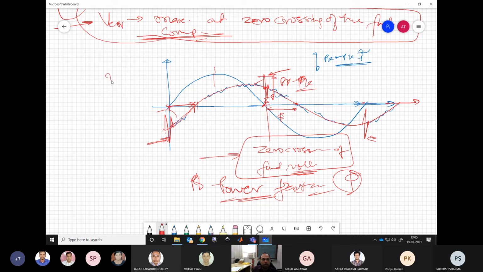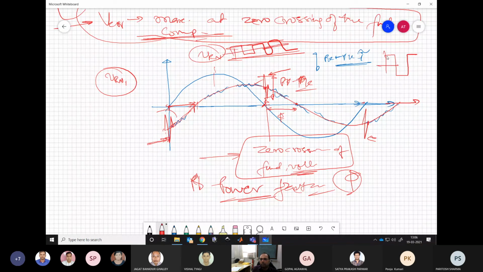On the scope, we cannot see VRN1. We will see only VRN, which will be a PWM voltage changing continuously. So how to guess the zero crossing of the fundamental? Either you look for the 50-50 duty ratio of the PWM waveform, or you see the peak to peak current ripple generated because of this. These both will occur together. So this way we can judge what is the power factor angle for our current.